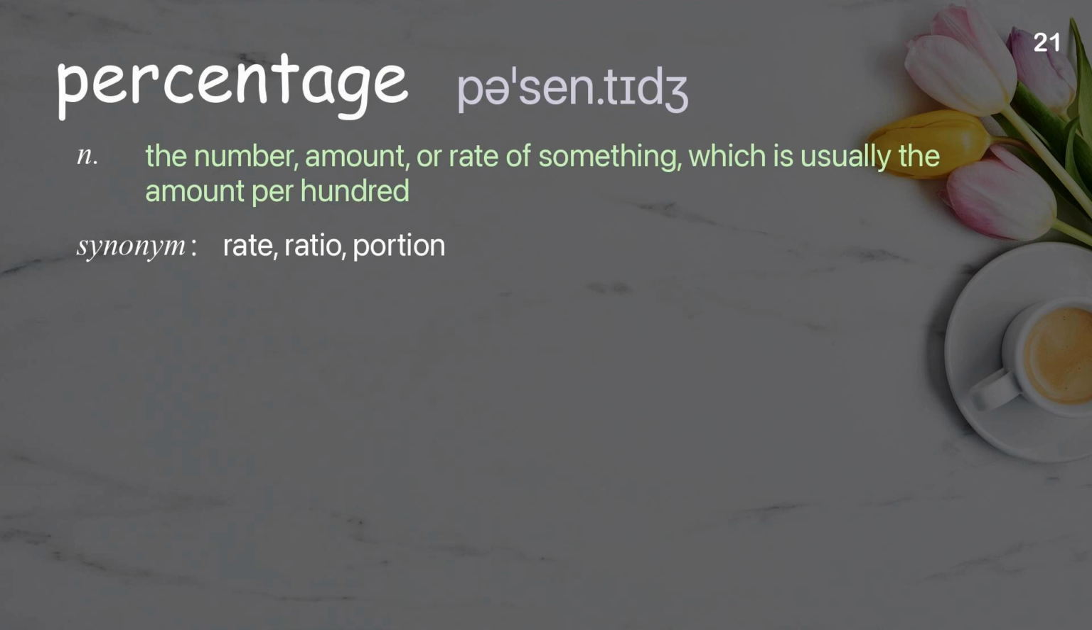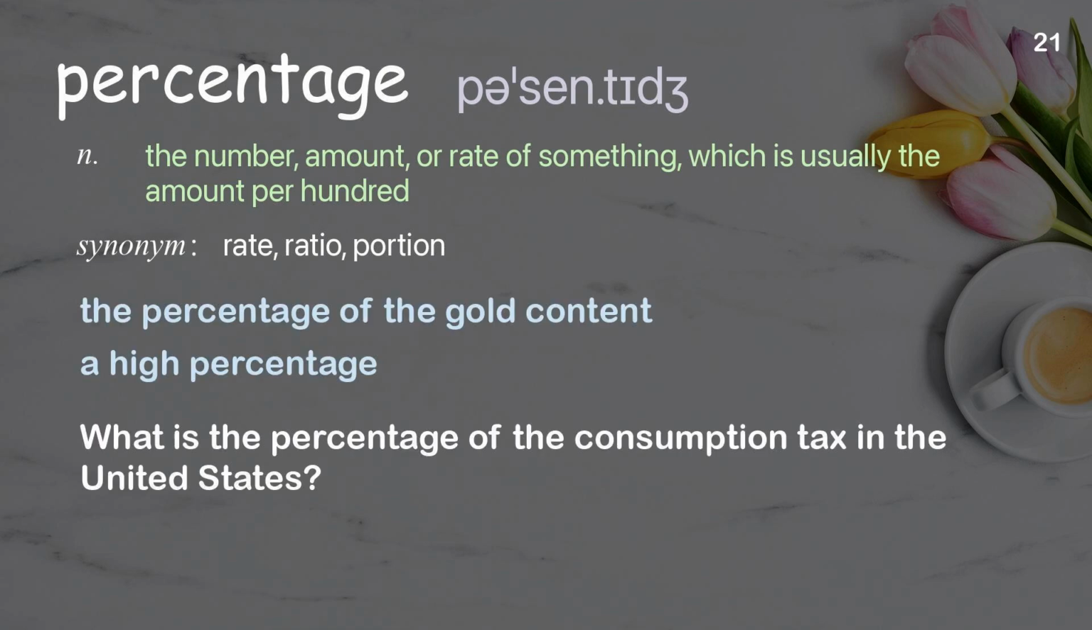Percentage: the number, amount, or rate of something, which is usually the amount per 100. Examples: the percentage of the gold content, a high percentage. What is the percentage of the consumption tax in the United States?